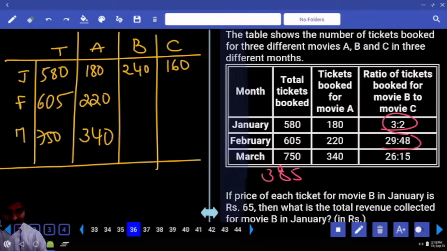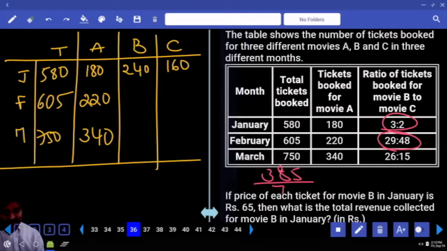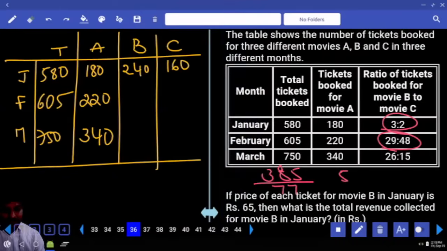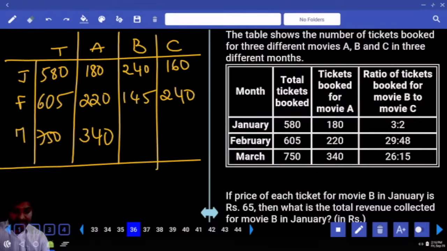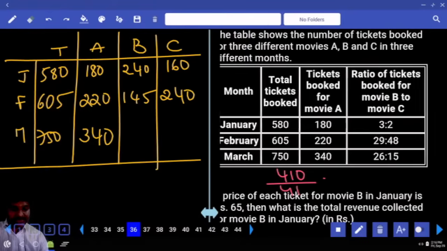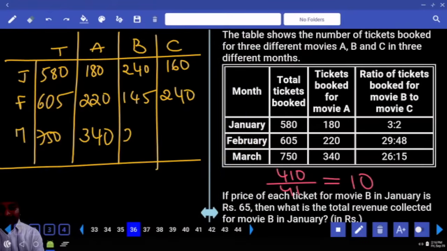385 is divided into 77 parts, each part is equal to 5, 48 parts, 10 times and make it half, 240, 29 parts, 290, half of 290, 145. Out of 750, 340 we have, remaining 410, divided into 41 parts, each part 10, 26 parts 260, 15 parts 150, entire table is there.